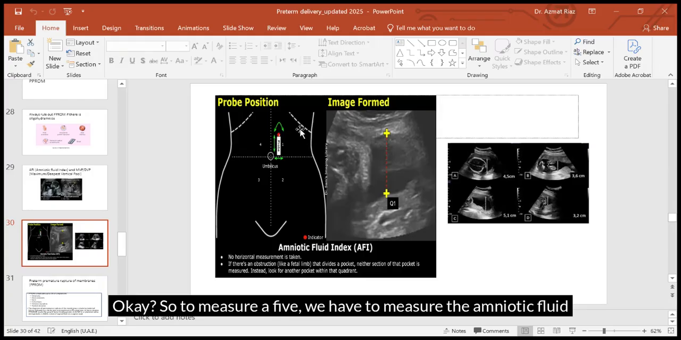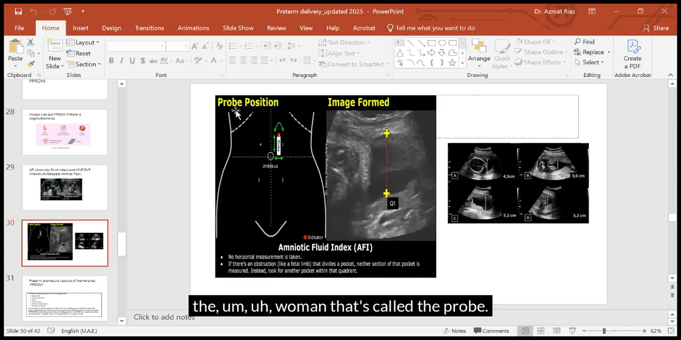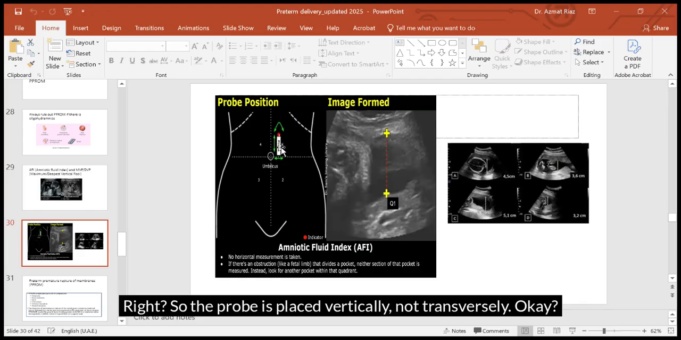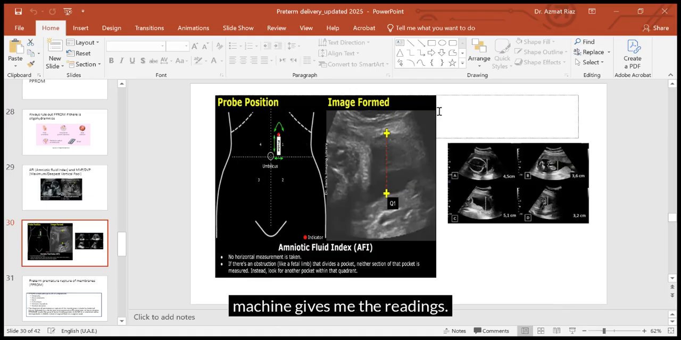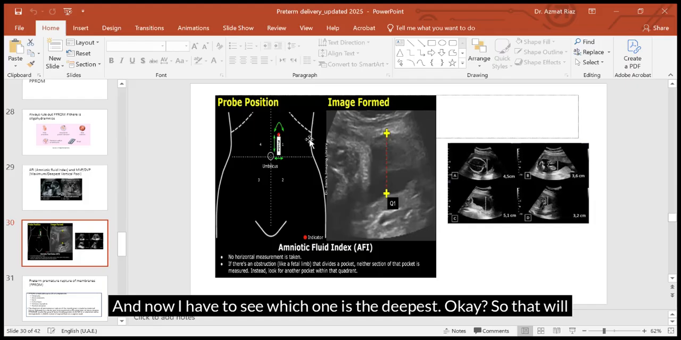Okay. So to measure AFI, we have to measure the amniotic fluid pools in 4 quadrants, 4 corners of the maternal abdomen. 1, 2, 3, 4. And it should be the probe, the part of the ultrasound which is placed on the abdomen of the woman. That's called the probe, right? So the probe is placed vertically, not transversely. Okay. So I have to measure 1, 2, 3, and 4, and the ultrasound machine gives me the readings. And now I have to see which one is the deepest. Okay, so that will be the deepest vertical pool.